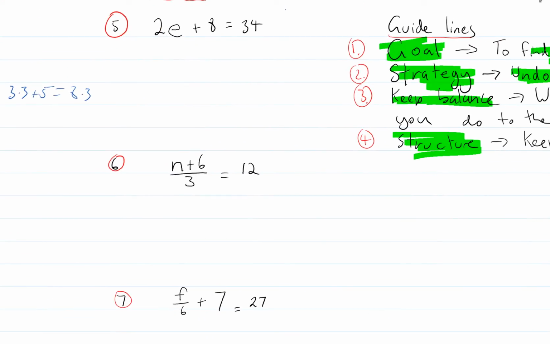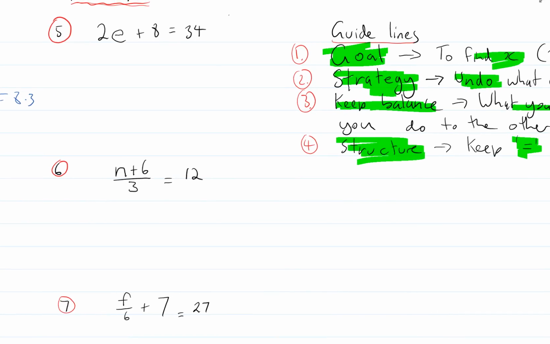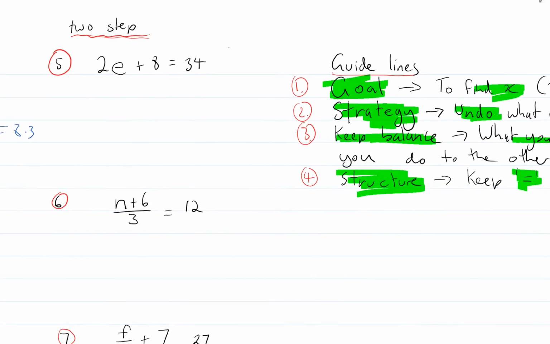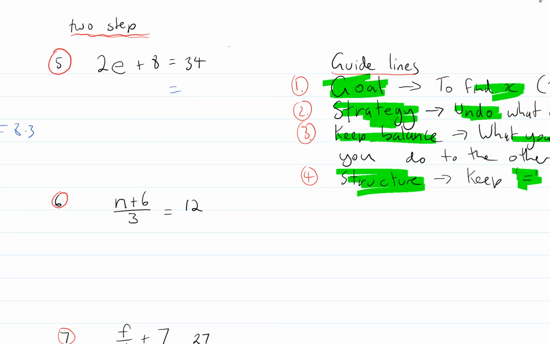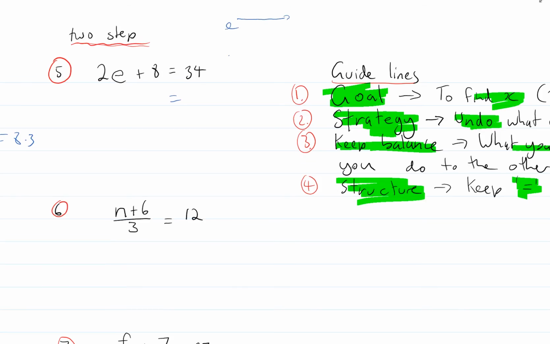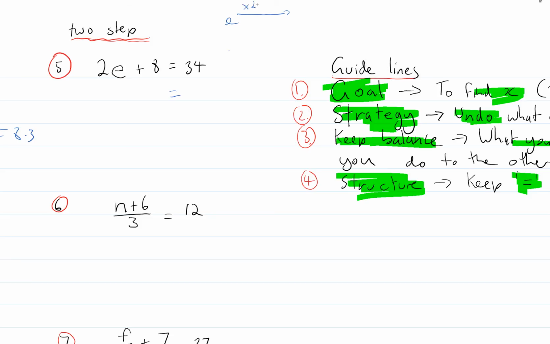Now two steps are just combinations of those. So let's have a look. Same thing, I'm getting my equals underneath each other, and I look at what's happened to E. I started with E, and then I timesed by 2, and then I plussed 8, and I end up getting 34. To undo that, the opposite of plussing 8 is minus 8, and then timesing by 2 is divided by 2. So basically I'm going to be minusing 8 and then dividing by 2.